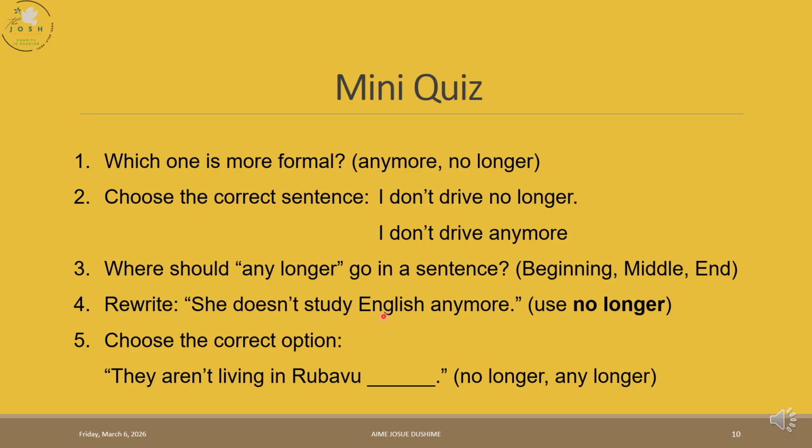You're going to rewrite these sentences using no longer. She doesn't study English anymore. You're just going to write it using no longer. You're going to choose the correct option. They aren't living in Lubavu. No longer or any longer, you're going to choose the one which is the best to be put in that position there.